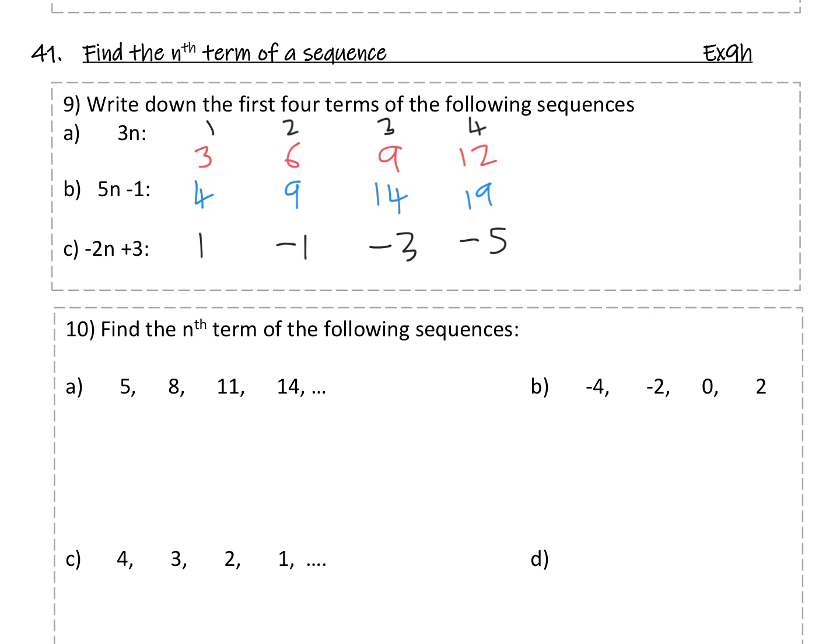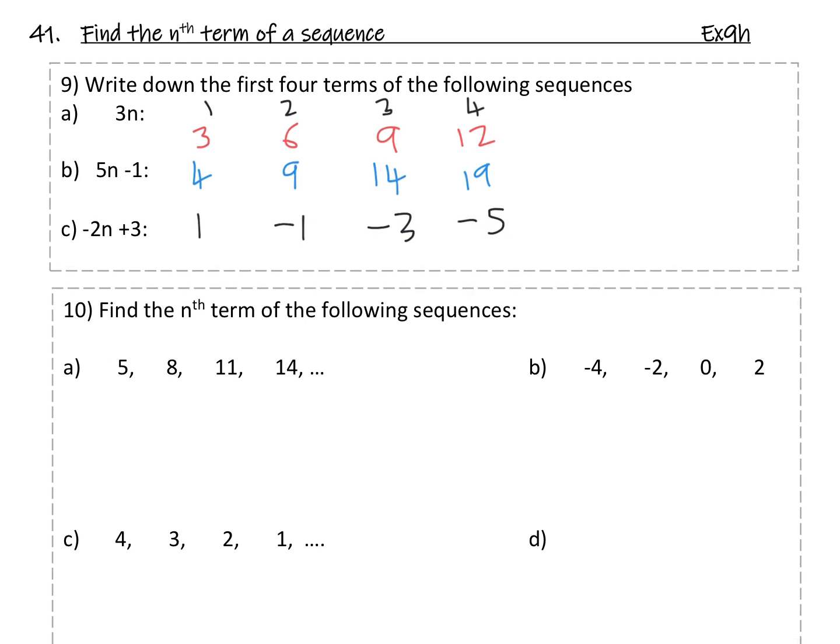A few things to notice which will help for later on. This term is 3n, and it goes up in 3s. This sequence, nth term, has 5n, and it's going up in 5s. And this sequence has a minus 2n, and it's going down by 2s. We'll develop that in the next one.